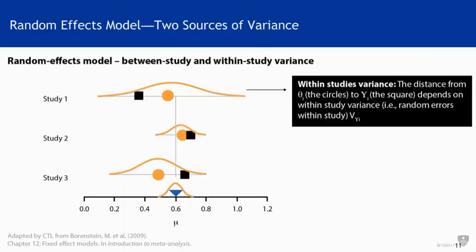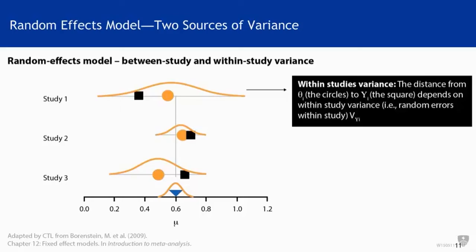So now, because we have assumed all the circles, which are the true effect in each individual study, there's a distribution, okay? So there are two sources of variance. The first source, if we just focus on one study, is the within study variance. So the distance from the theta i, the circle, to the yi, the square, depends on the within study variance. So the variance is the random error within that study. That's the within study variance. And we have exactly the same within study variance from our fixed effect model.